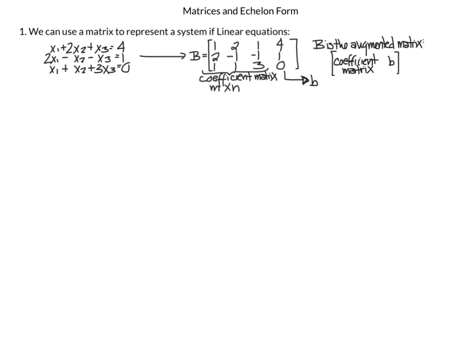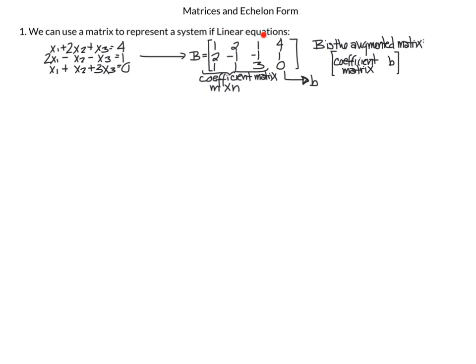To represent a system of linear equations with a matrix, we simply take the coefficients and we have a coefficient matrix. So the first row is the coefficients of the first equation, which is 1, 2, and 1. The second row are the coefficients of the second equation, which is 2, -1, -1. And the last row is the coefficients of the last equation, which is 1, 1, and 3.